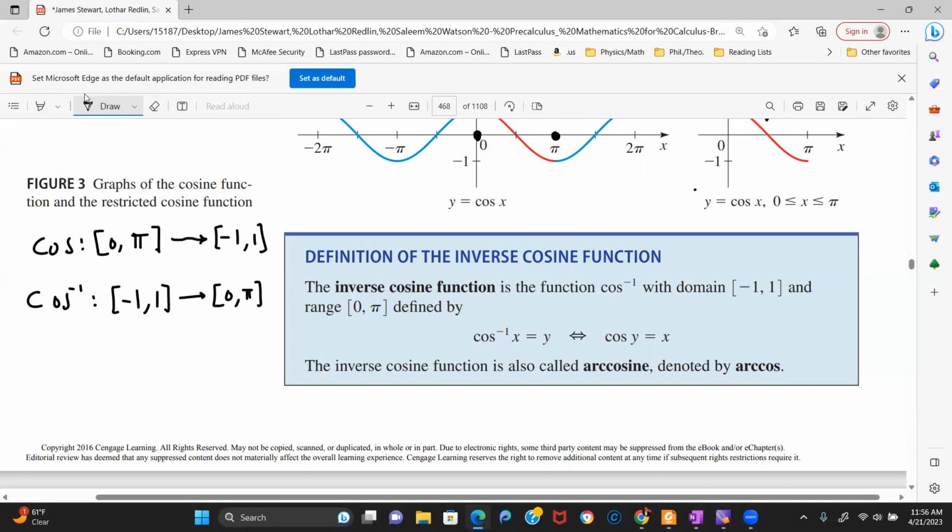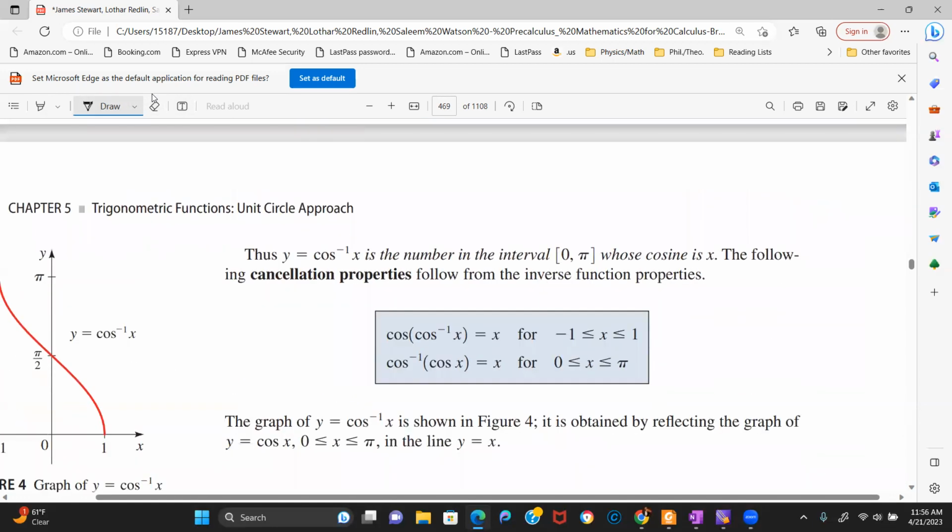And again, you get this definition right here that just literally follows from the way inverse functions are defined. Okay. And you're going to have the same cancellation properties right here.